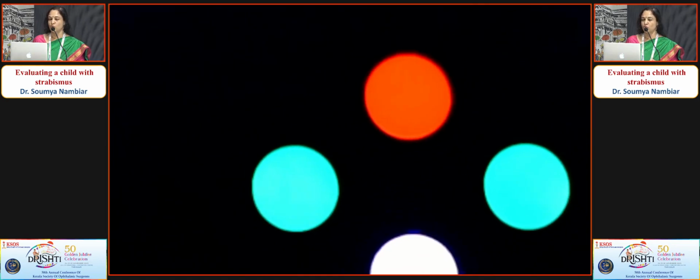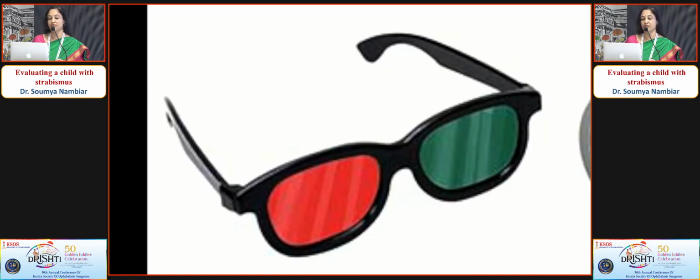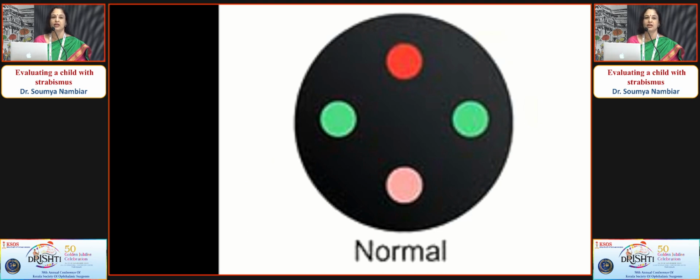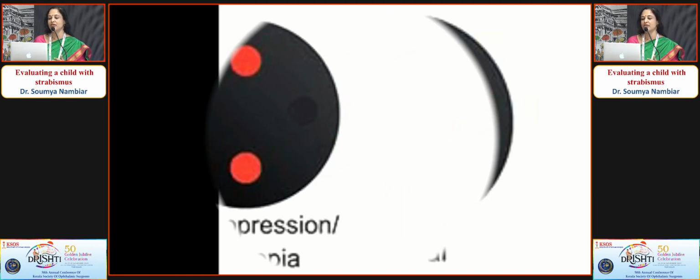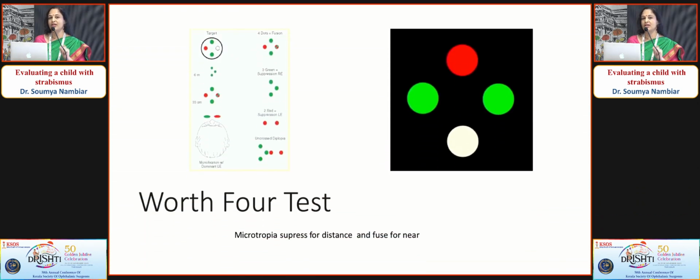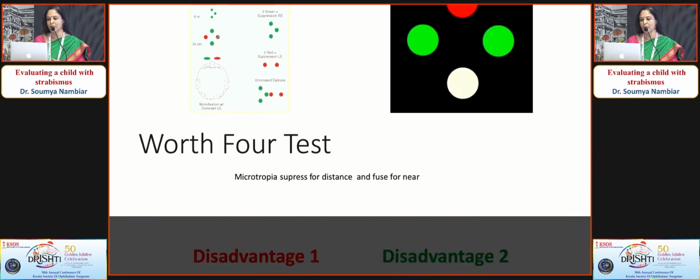The Worth four dot test is one test which helps in detecting if there is fusion or not. The child is made to wear red-green glasses. It helps in detecting if there is normal fusion or there is suppression. But remember that you have to always do a near Worth four dot test as well, because cases like microtropia tend to suppress for distance, but they may fuse for near.